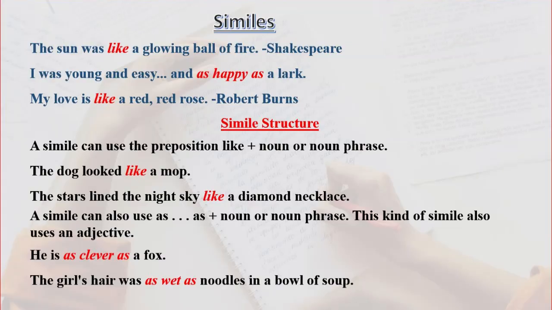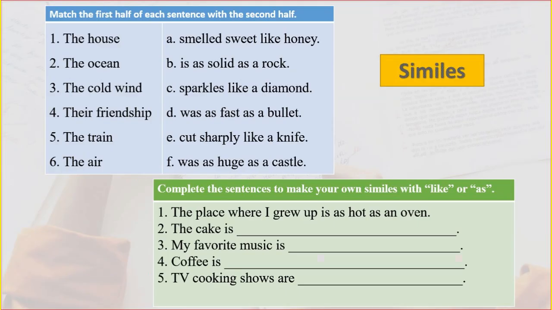A simile can also use as plus noun or noun phrase. This kind of simile also uses an adjective. For example, he is as clever as a fox. The girl's hair was as wet as noodles in a bowl of soup. Now, let's try some exercises. Match the first half with the second half. And in the second exercise, use your own adjectives, either like or as. Take a couple of minutes and try to get the answers.